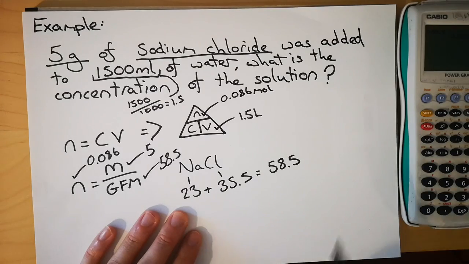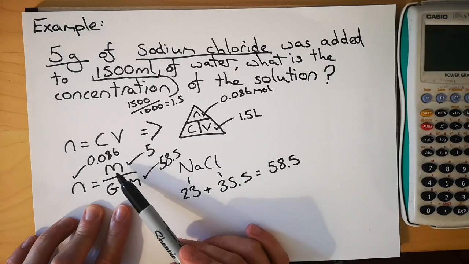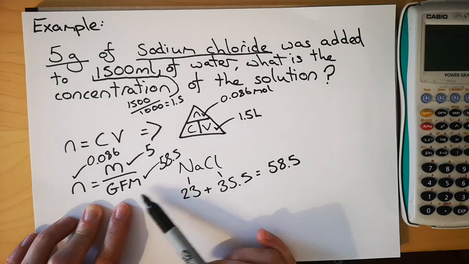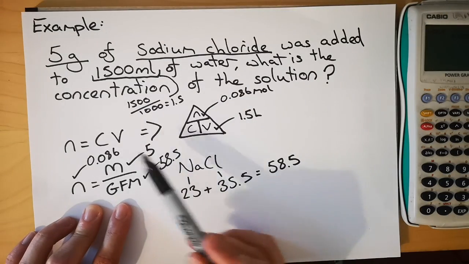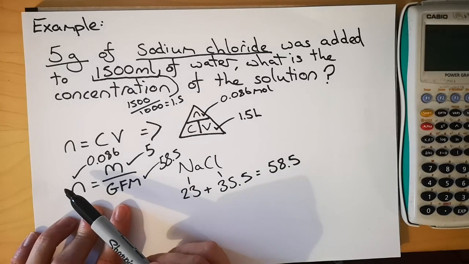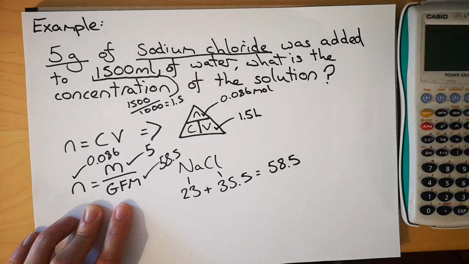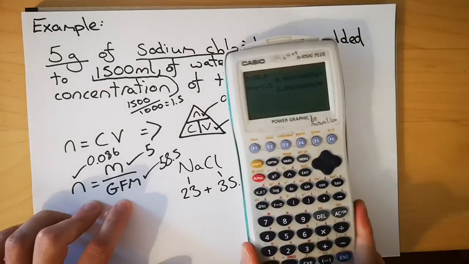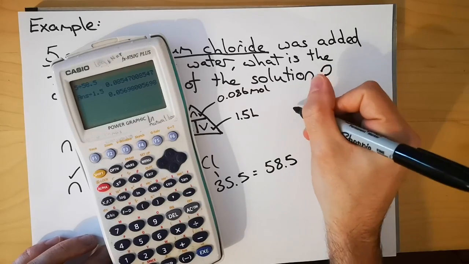So just to recap what I've done, I didn't have the number of moles, but I did have the mass, and I did know what my substance was. Because I knew what my substance was, I could work out the GFM. Because I've got the mass, I can take the mass, divide it by the GFM, and that will give me the number of moles. Then I can take that number of moles, leave it in my calculator, and divide it by the volume, which was 1.5, and that will give me the concentration of my substance.